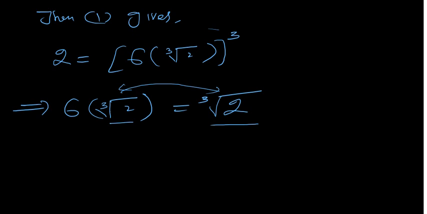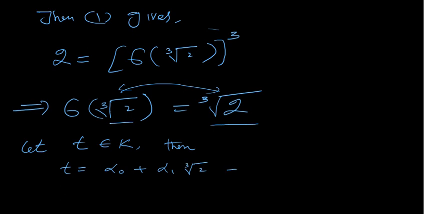So now let's take any element of K. Let T belong to K. Then what's the representation of T? Then T is of this form: T is equal to alpha naught plus alpha 1 cube root of 2 plus alpha 2 cube root of 2 squared. Okay, this is your T. Now we will find sigma of T.